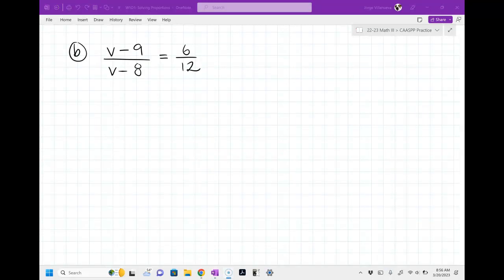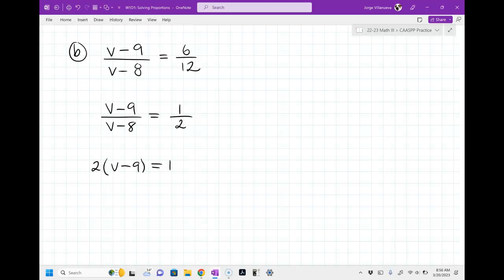All right, so for this problem, again, if I were you, I see the 6 over 12 on the right side. I would reduce it to a half just to make the numbers a little bit easier. So (V minus 9) over (V minus 8) is equal to 1 over 2. And then I'm going to cross multiply, okay? So 2 times (V minus 9) is equal to 1 times (V minus 8). Okay, I did cross multiplication, right, diagonally. So that's 2V minus 18 is equal to V minus 8.